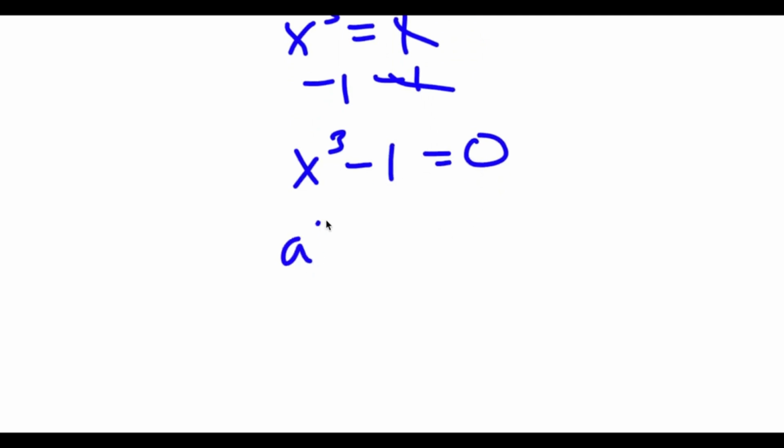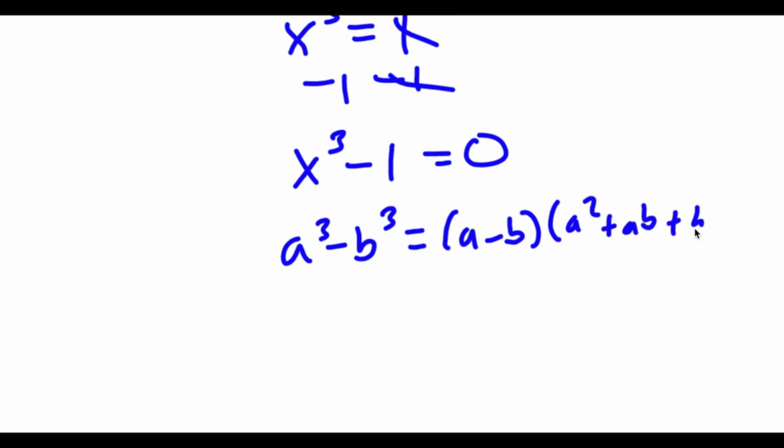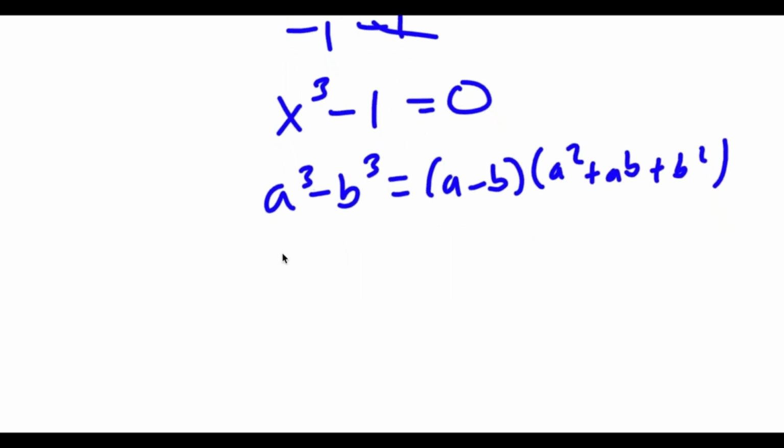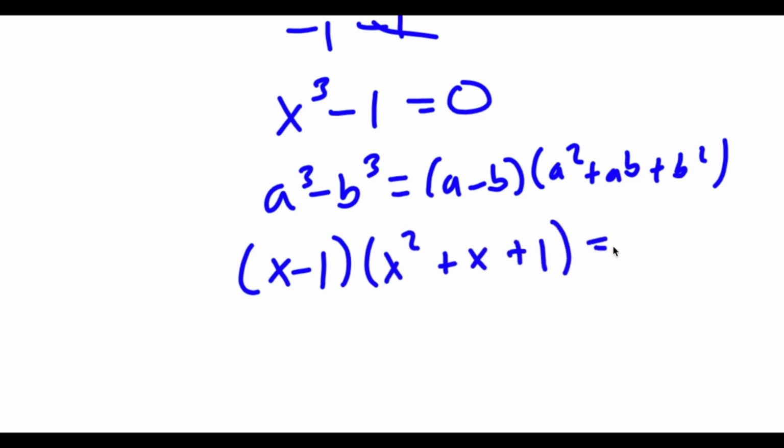And if I have something in the form a to the power of 3 minus b to the power of 3, this is equal to a minus b times a squared plus ab plus b squared. So in this case, this is going to equal x minus 1 times x squared plus x plus 1, which is equal to 0.